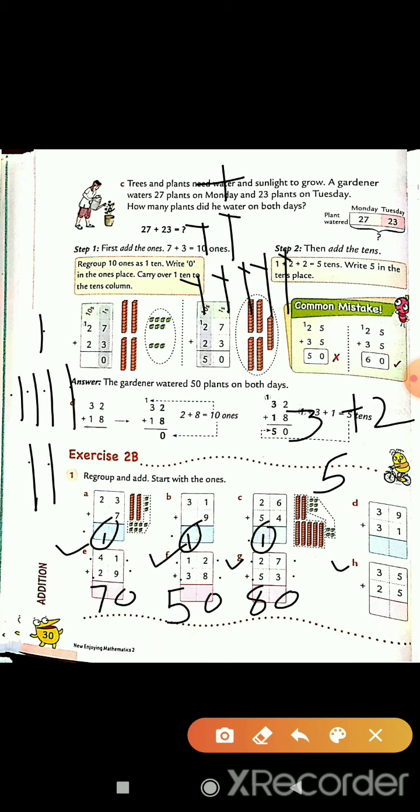H. 35 plus 25. At the ones place, 5 and 5 are there. 5 is repeated. So double of 5 is 10. So write 0 and 1 is carried. 1 plus 3 plus 2. Count them together: 1, 2, 3, 4, 5, 6. Write here 6 and your answer is 60. Clear, students?